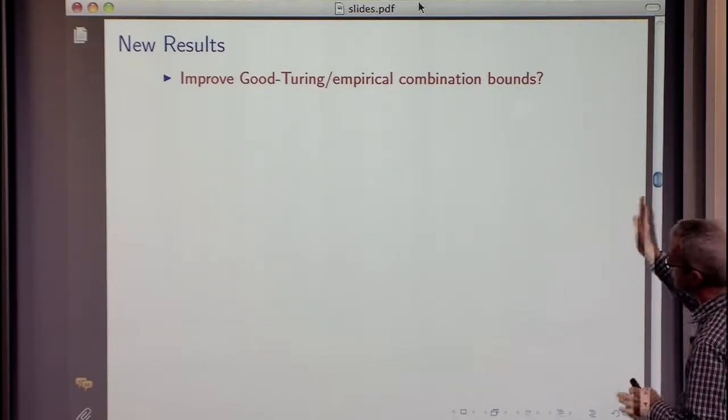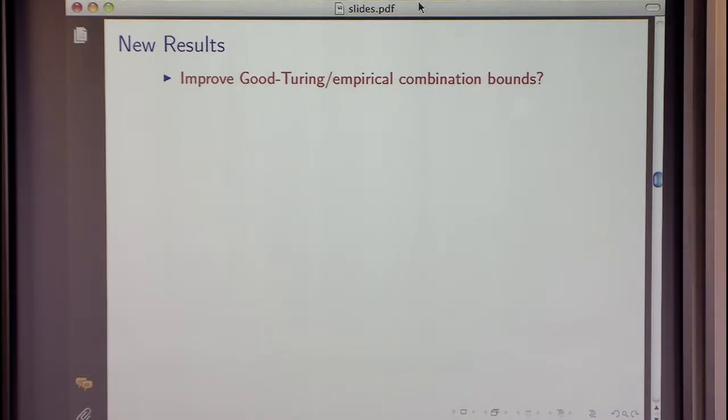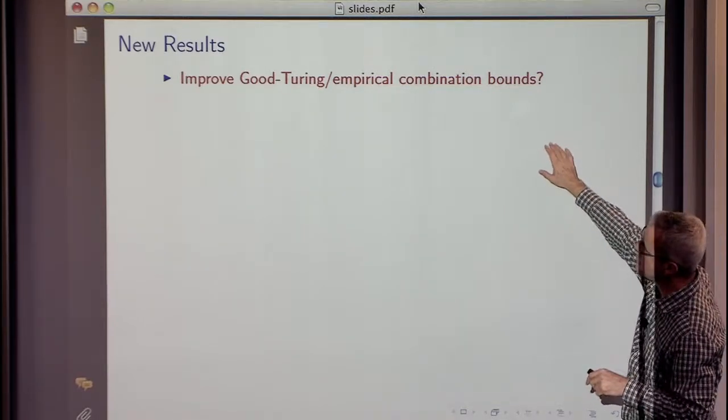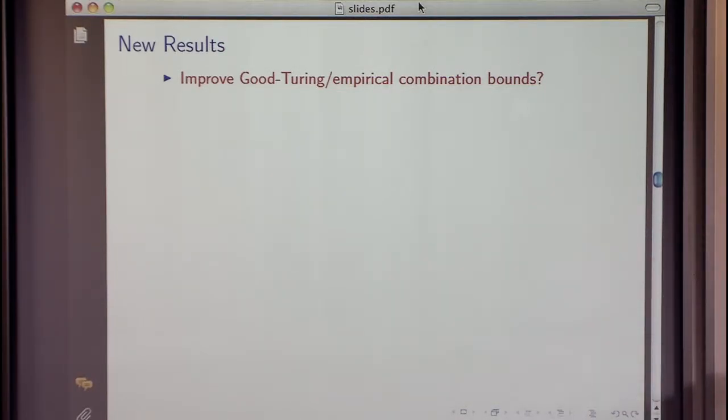The results that we derived are mostly Tuta's work, but also with Ashkan and Jadev. First, you may want to ask whether you can improve this combination of Good-Turing and empirical frequency. They have a cutoff: for things that appeared few times they use Good-Turing, and for things that appeared more times they use empirical frequency. The cutoff is n to the 0.4. Maybe you can vary the cutoff, or use some linear combination between the two. The answer is no.